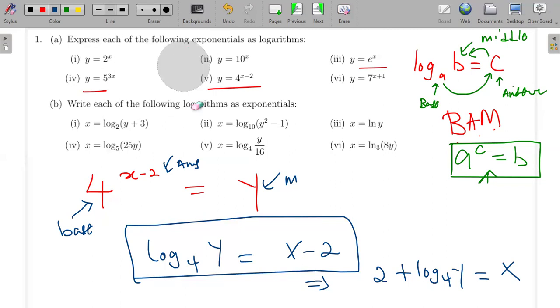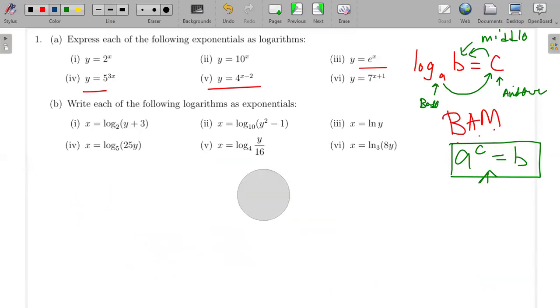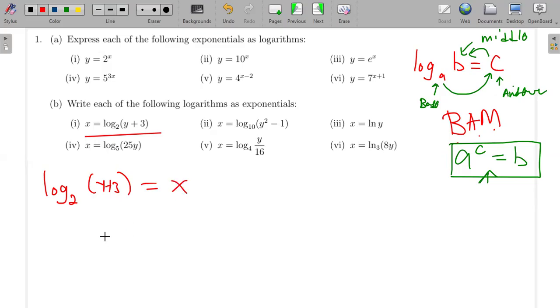Okay, then let's look at questions on B, where we are doing the opposite now. We are getting questions from the log form, and we are taking them to the exponential. So this guy, I'll just write it as log base 2 of y plus 3 is actually equals to x. So I see my base, answer, what is in the middle. So this will just be 2 to the power x is equals to y plus 3. Or if you want, you can also write it as 2 to the power x minus 3 is equals to y. There's no problem.